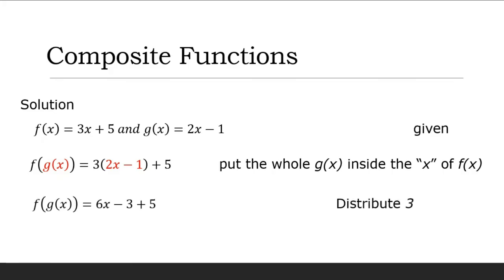Simplify by distributing 3. So 3 times 2x is 6x, and 3 times negative 1 is negative 3. Then bring down positive 5. Continue simplification up until there are no similar terms remaining. And that's how simple a composite function is.